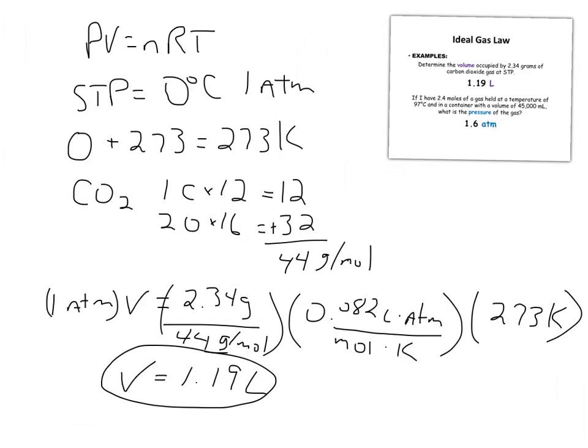The second example says if I have 2.4 moles of a gas held at a temperature of 97 degrees Celsius and in a container with a volume of 45,000 milliliters, what is the pressure of the gas? Again, you're dealing with moles. That tells you you're going to have to use the ideal gas law, PV equals nRT. But this problem is a little bit different. We have to do some conversions first before we can use PV equals nRT for this particular problem.